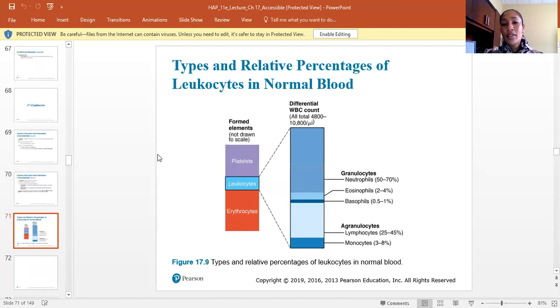Okay, and here we have a diagram showing us the different types of leukocytes and their distributions that we find within our blood. So like you see on this diagram, the majority of our white blood cells are going to be neutrophils, and then we go on to lymphocytes, monocytes, eosinophils, and basophils.